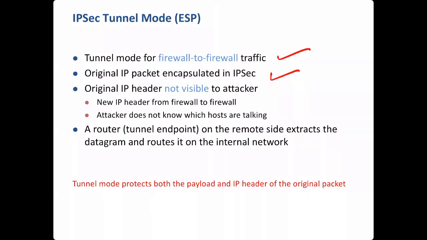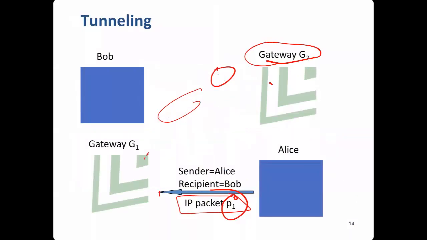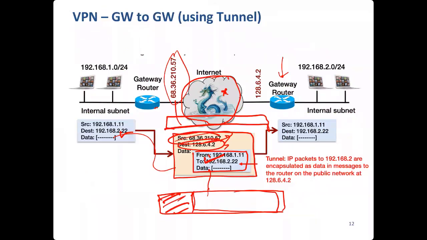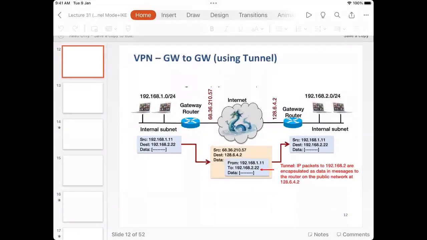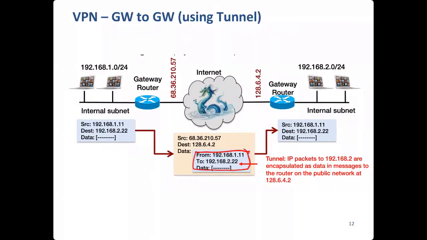The entire IP packet is encapsulated into IPSec, and the IP header is not visible. Which IP header? The original IP header. This IP header is not visible to any of the routers, because what is visible is this one.